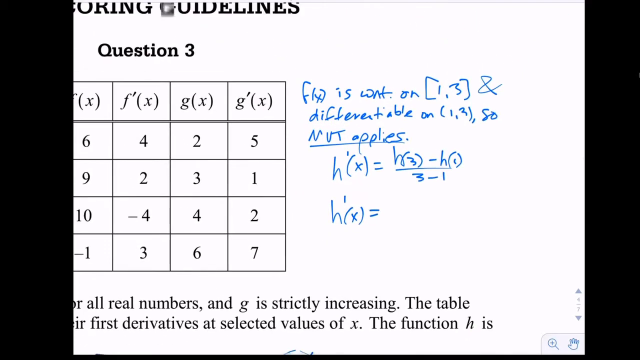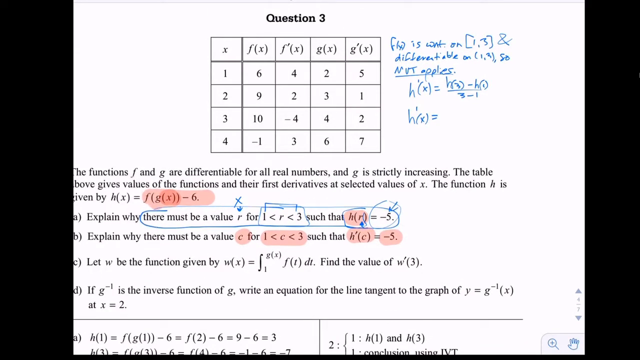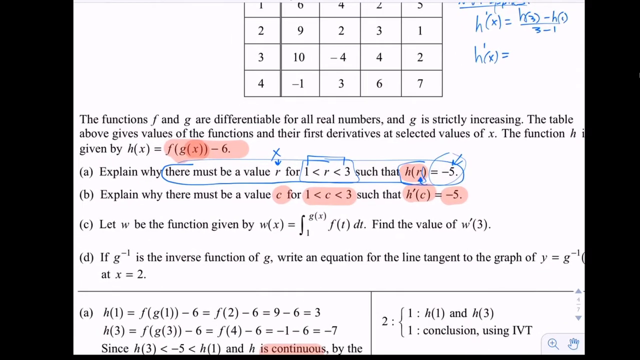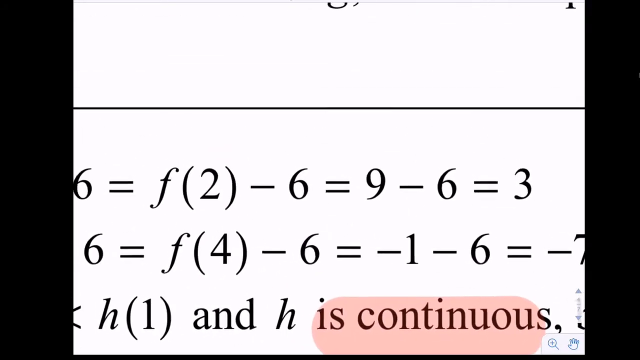Now, h of 3 and h of 1, what the heck are those? We have to compute those. Do we have to compute them all over again? Or can we import them from part A?